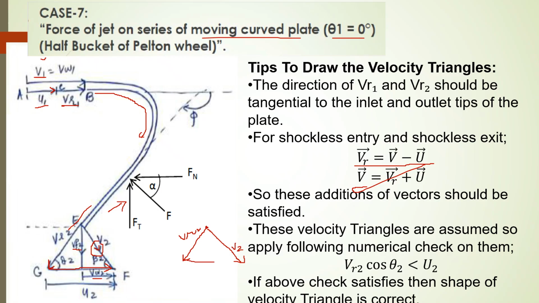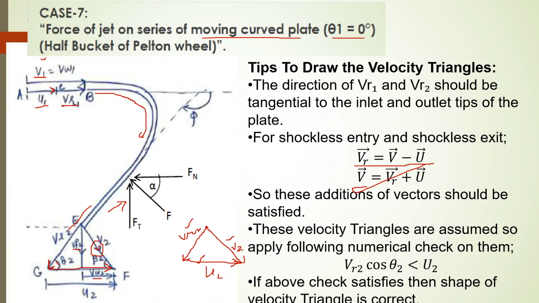So the velocity of the bucket U2 should be in this direction to justify the relationship that VR2 is equal to V2 minus U2. So your vectors are subtracting from each other, so the direction of U2 should be from left to right. And finally we can justify it. If we see this relationship, your outlet triangle will be justified.